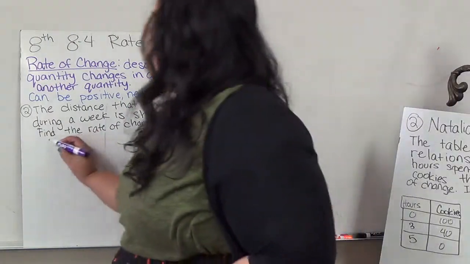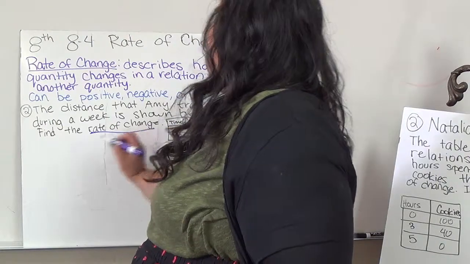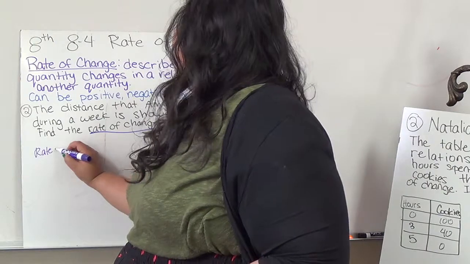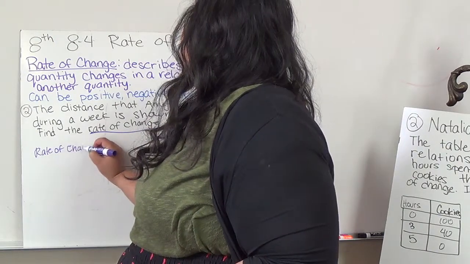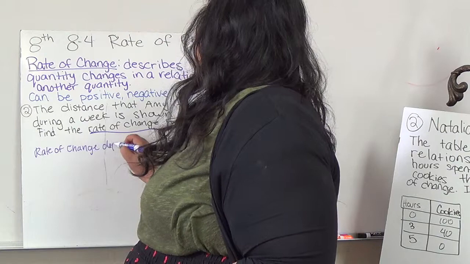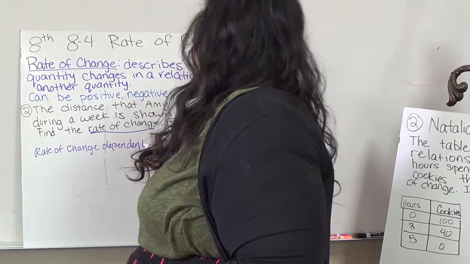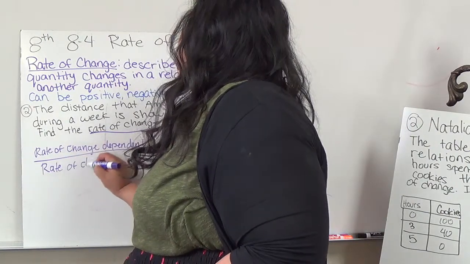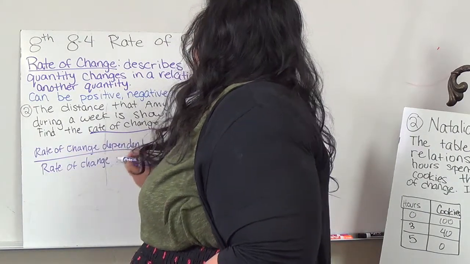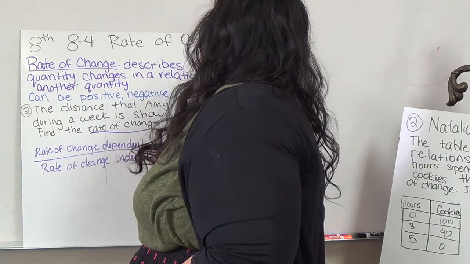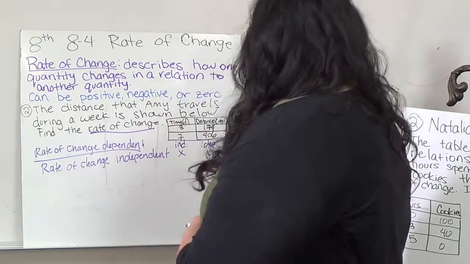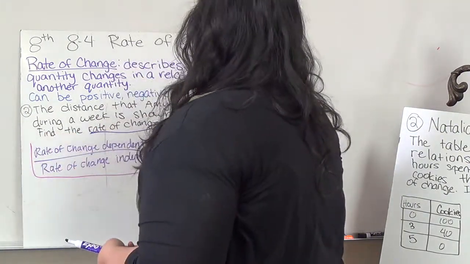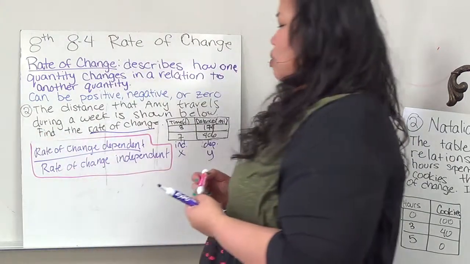So my rate of change is going to be the rate of change for my dependent over the rate of change for my independent. Make sure you keep this in mind: the rate of change of my dependent and the rate of change for my independent.